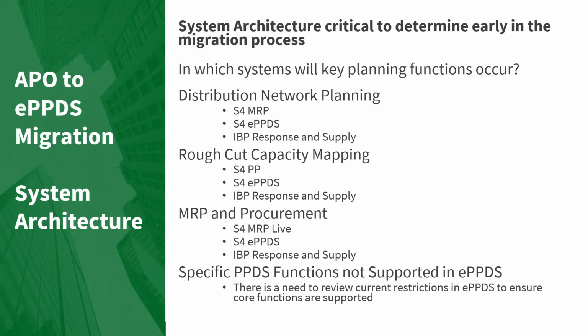So where are you going to do your distribution planning? Is that going to be in MRP? Is that going to be in IBP response and supply? Or some customers do it within embedded PPDS. The same thing for your rough cut capacity planning. Ideally, from the overall architecture of SAP, IBP would be managing all of your long-term scenarios.